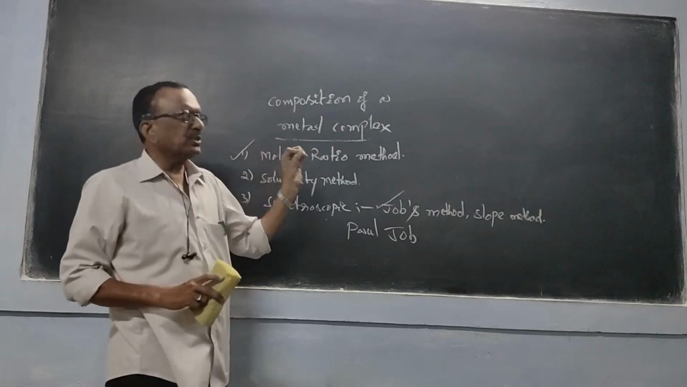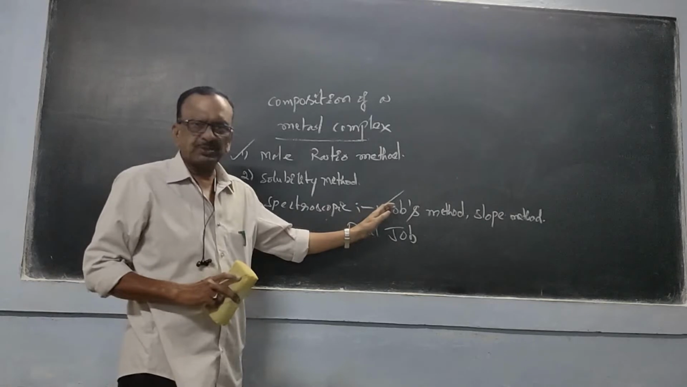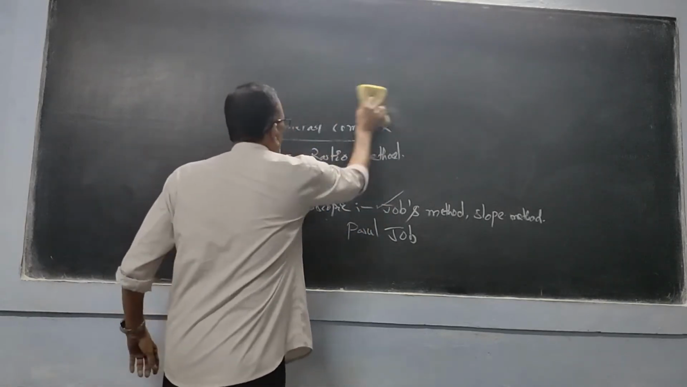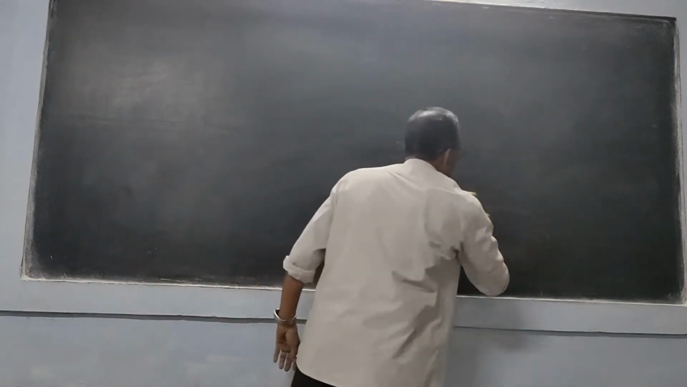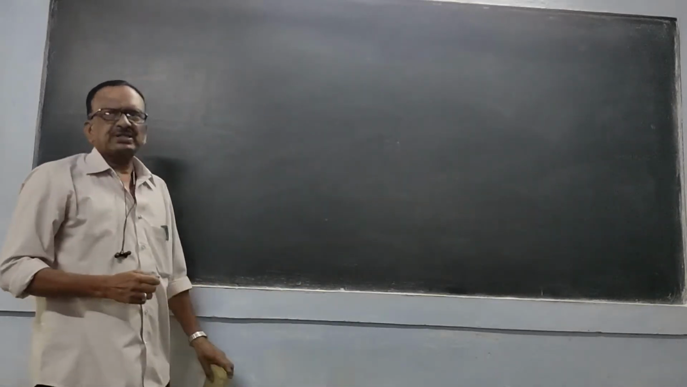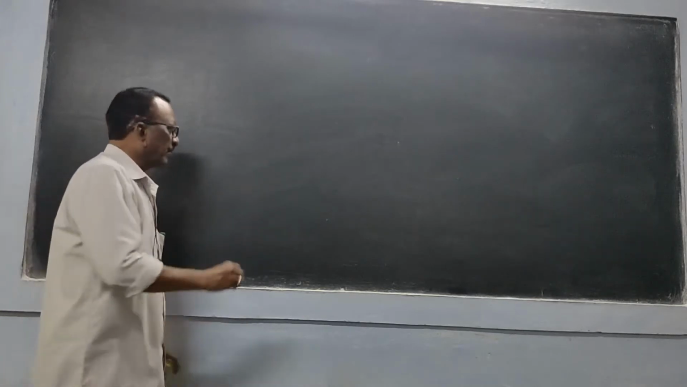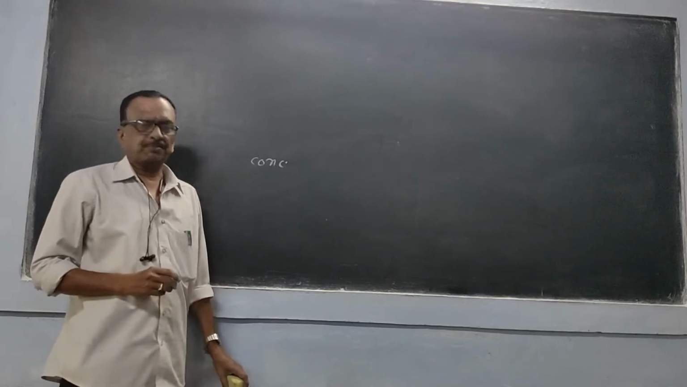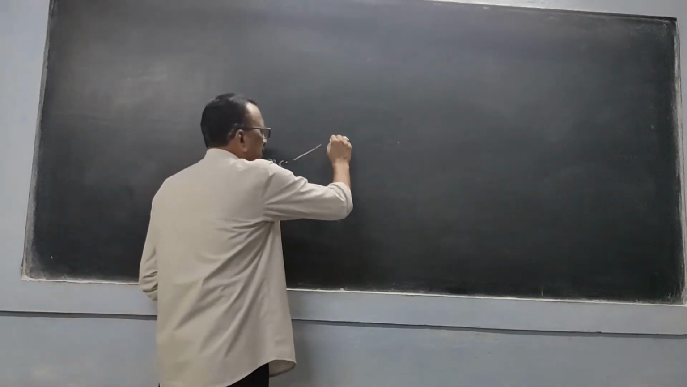How we can find out the composition of a metal complex either by using the Job's method or by using a mole ratio method. So just now we shall deal with these things one by one. So first of all we must know, in our lower classes we have learned how we can express the concentration of a solution. Generally for expressing concentration of a solution we have different methods.